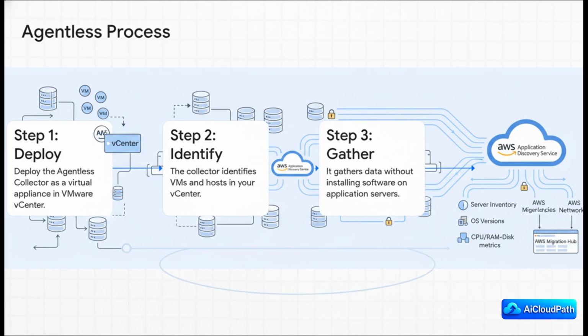Now, if your entire world is built on VMware, you've got this really elegant agentless option. You just deploy one single virtual appliance, they call it the agentless collector, into your vCenter. This collector then talks directly to vCenter to figure out what VMs you have and what they're doing. It is such a powerful way to get incredible insights without ever having to touch your production servers.